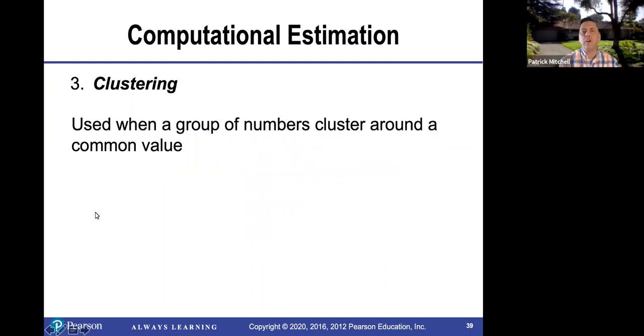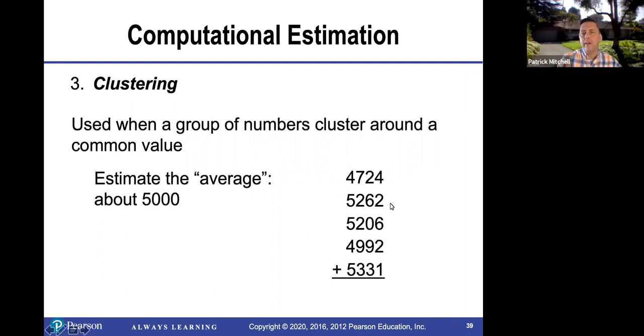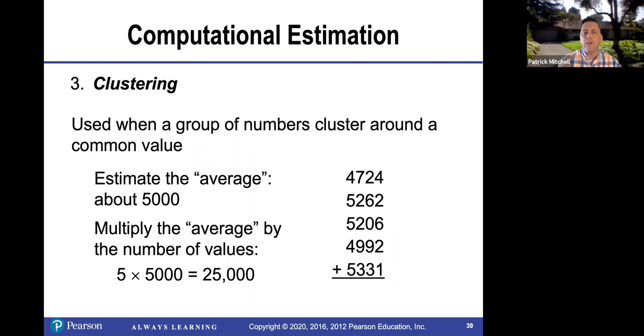Clustering is used when a group of numbers clusters around a common value. In this case, these numbers are clustering around 5,000. So the average of these numbers is about 5,000. So instead of trying to add those numbers together, just say, well, it's not that each number is about 5,000, but because the average is about 5,000, this sum should be very close to 5 times 5,000. Some of them are under 5,000, some of them are over 5,000. So an approximate sum of these 5 numbers is 25,000.